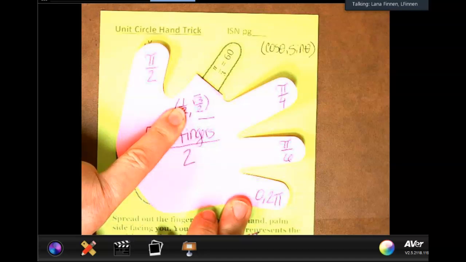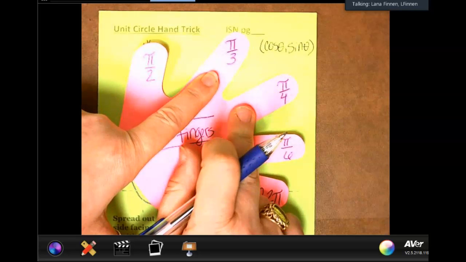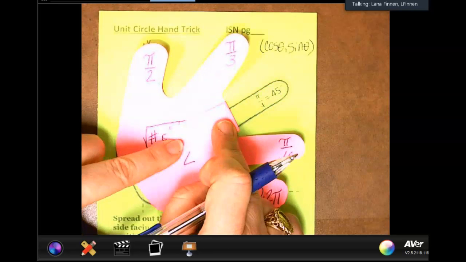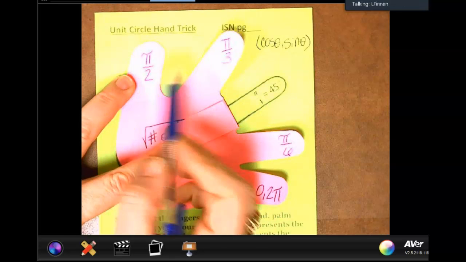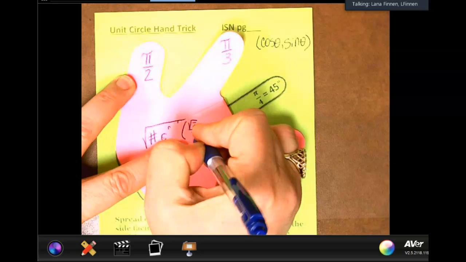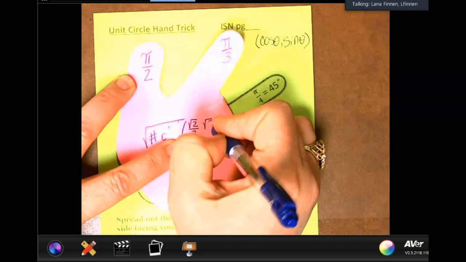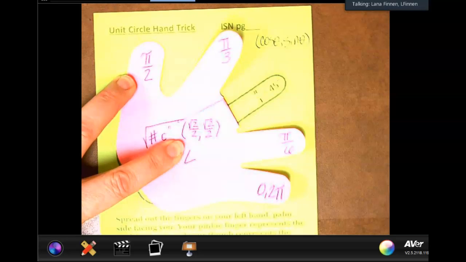We'll put that back. We'll take our middle finger, which is pi fourths, bend that back. Well, I have 2 fingers to the left of it, so my x value is square root of 2 over 2. I have 2 fingers to the right of it, so my y value is square root of 2 over 2.